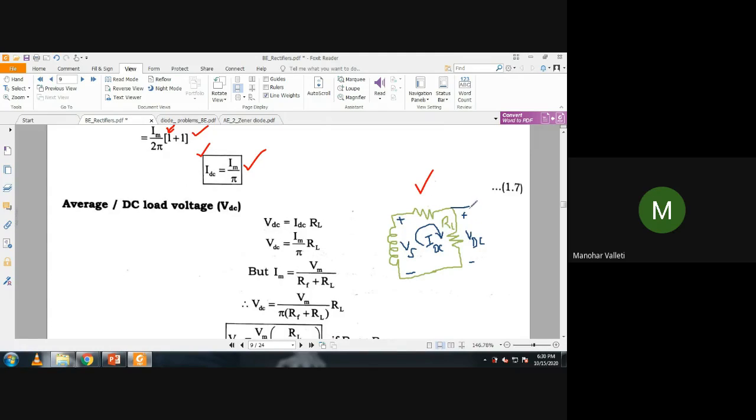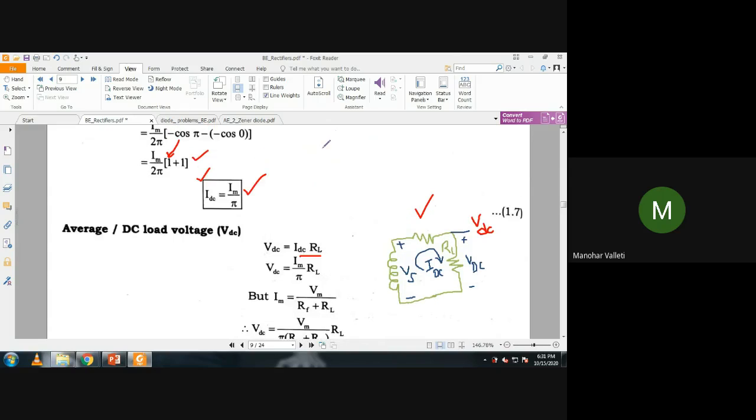In this circuitry, this VDC is the V0 DC actually. At the load you need the output DC value. Obviously the output will appear across this RL only, right? Output will appear across this RL only. So that's why VDC equals IDC into RL.